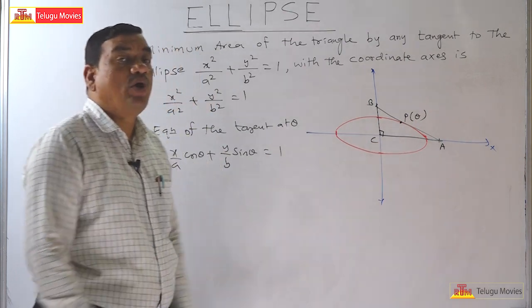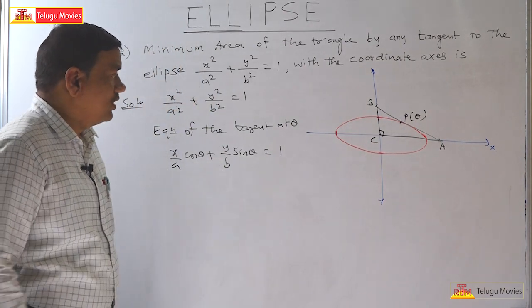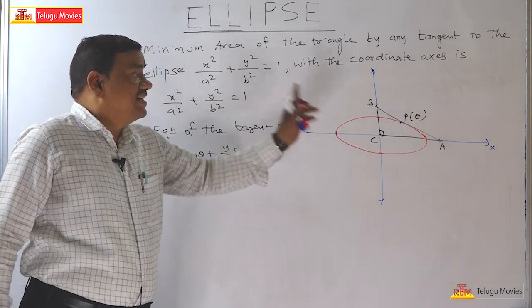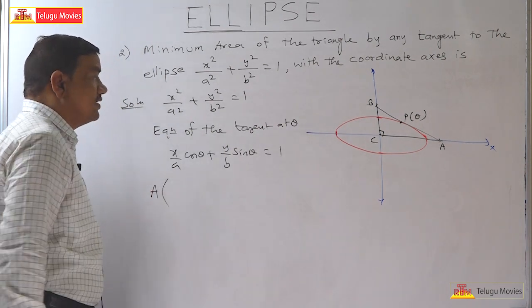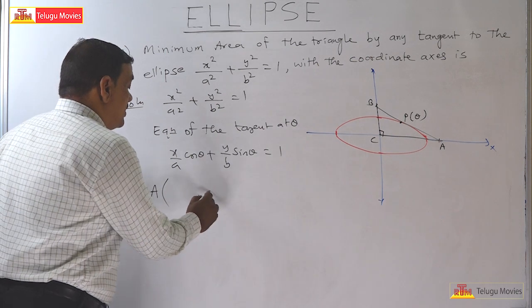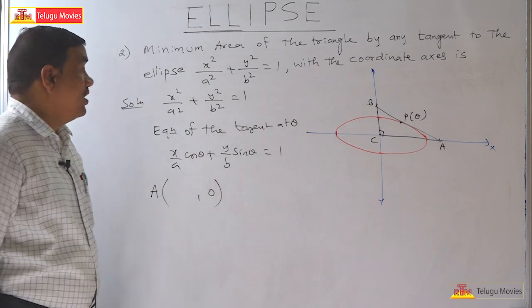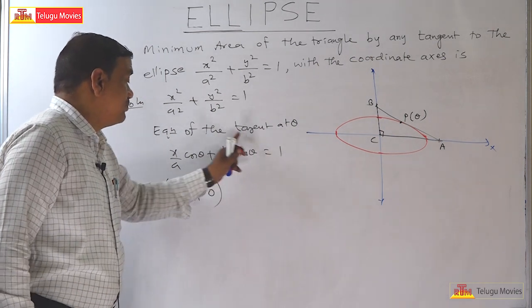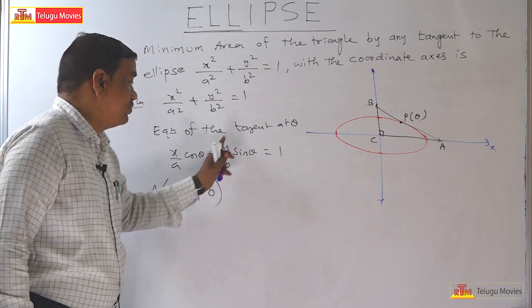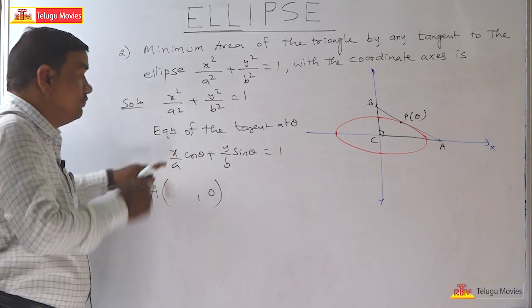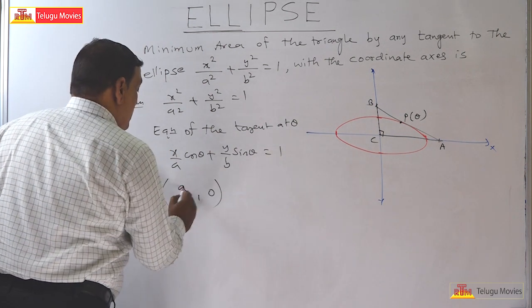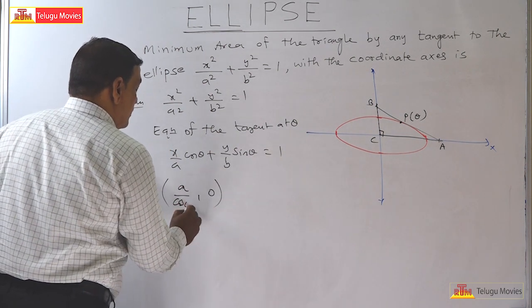Let theta be any point on the ellipse. Now, this line intersects the x-axis at A. Therefore, what are the coordinates of A? A coordinates means y coordinate is 0. So, wherever y is there, substitute 0. Then what is your x value? This x value is given by a by cos theta.